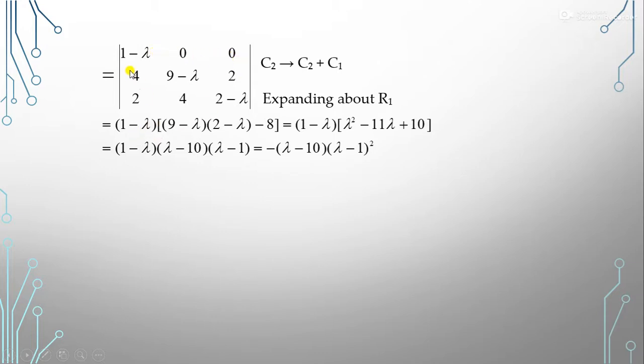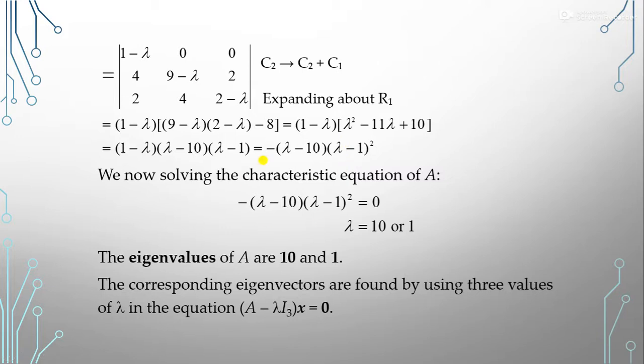Now this is 1 minus lambda, and this becomes 9 minus lambda multiplied by 2 minus lambda minus 8. When you solve it, you will get a polynomial: minus lambda minus 10, lambda minus 1 whole square. Now the characteristic equation is determinant of A minus lambda I equal to 0. So we put this equal to 0, and from here we get lambda equal to 10 and 1. Since lambda minus 1 is squared, the eigenvalues are 10, 1 and 1.